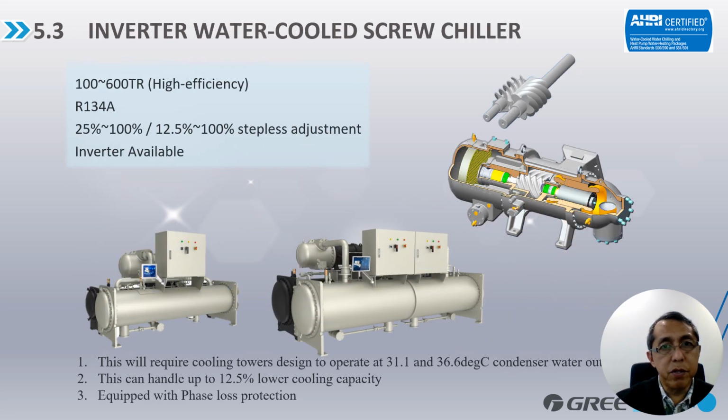For the inverter water-cooled screw chiller, the available capacity is from 100 TR to 600 TR. Same refrigerant, R134A, and it is available in inverter water configuration. This will require a cooling tower designed to operate at 31.1 degrees C and 36 degrees C condenser water outlet and inlet temperature. This can handle down to 12.5% cooling capacity, and the chiller is equipped with phase loss protection.